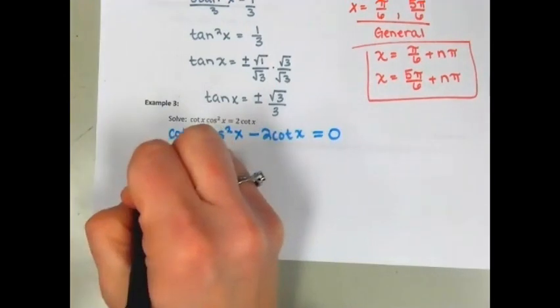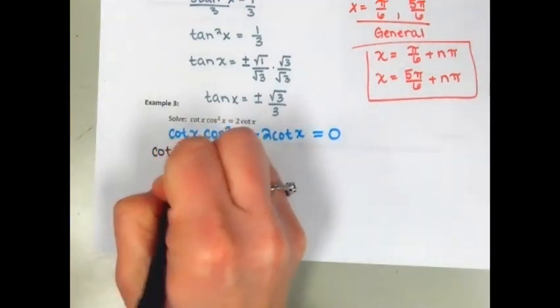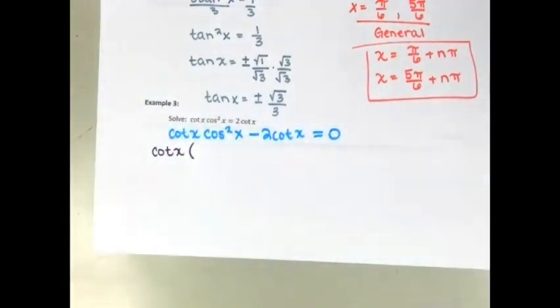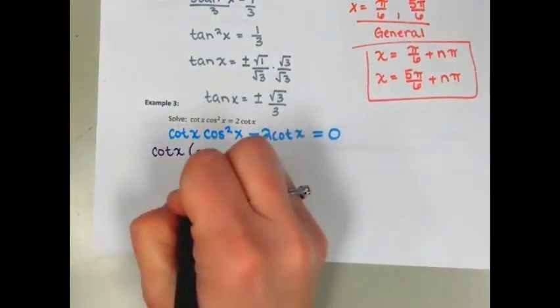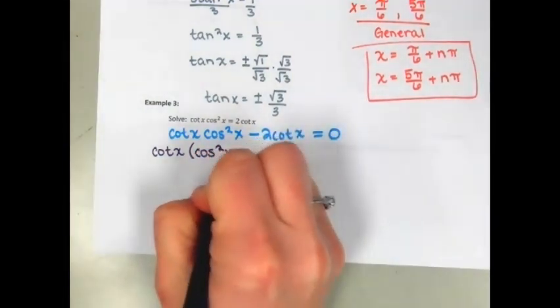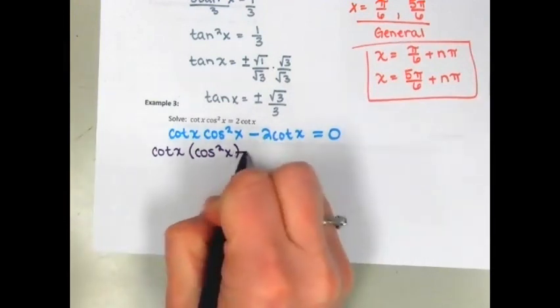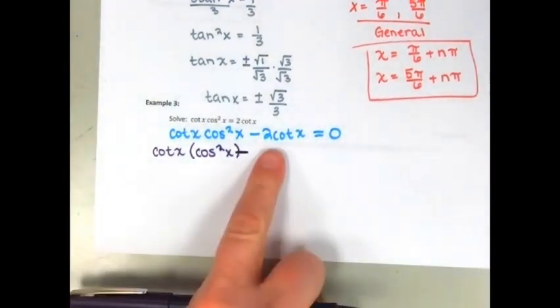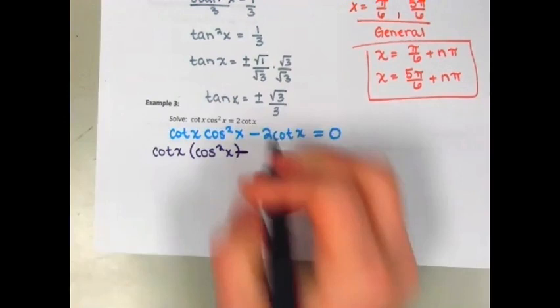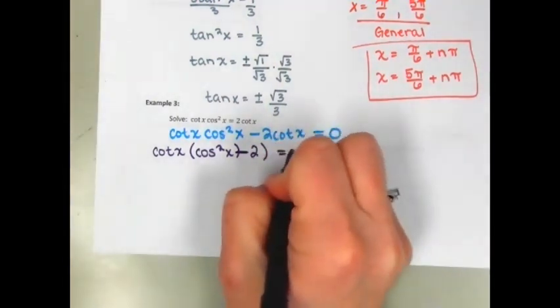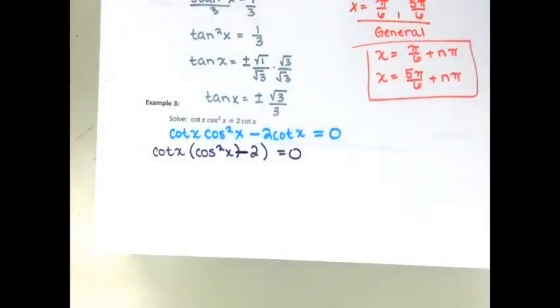Cotangent. Can't I factor out a cotangent? So if I factor out a cotangent from cotangent x cosine squared x, don't I just get the cosine squared x? Oops, minus, sorry. And if I take a cotangent out of 2 times the cotangent, aren't I left with just minus 2 equals 0? You guys okay with that?